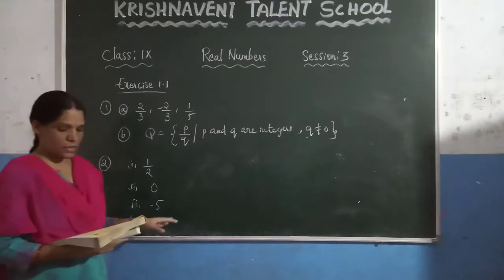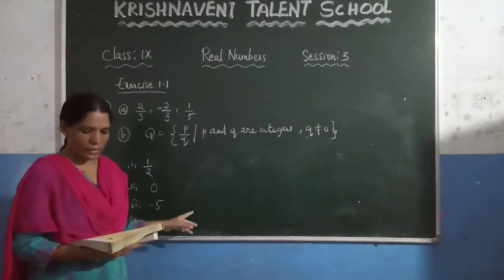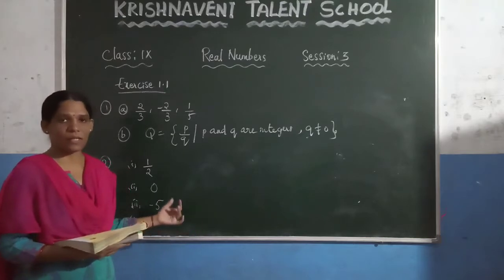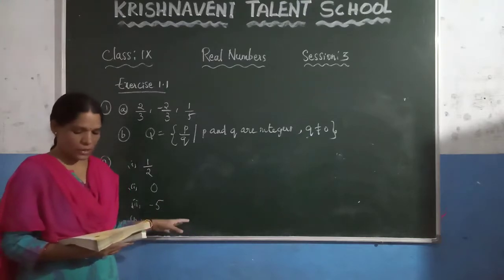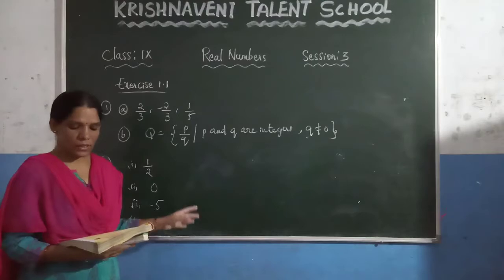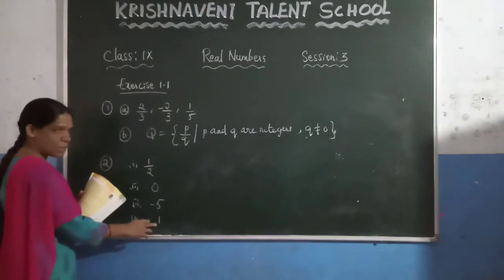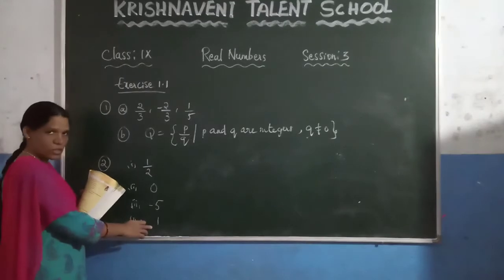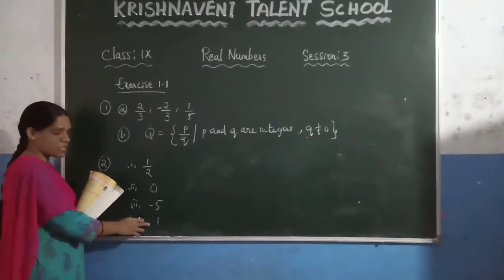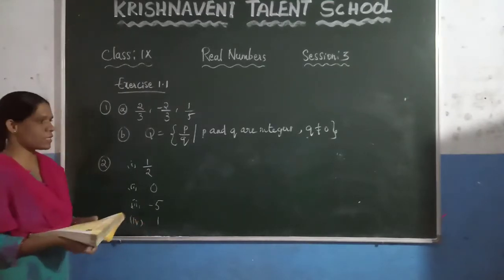Next one, a number which is a natural number, whole number, integer and rational number. You have to write one number such that it is a natural number, whole number, integer and rational number. Consider 1. You know that 1 is a natural number and 1 is also a whole number and 1 is also a rational number and 1 is also an integer.